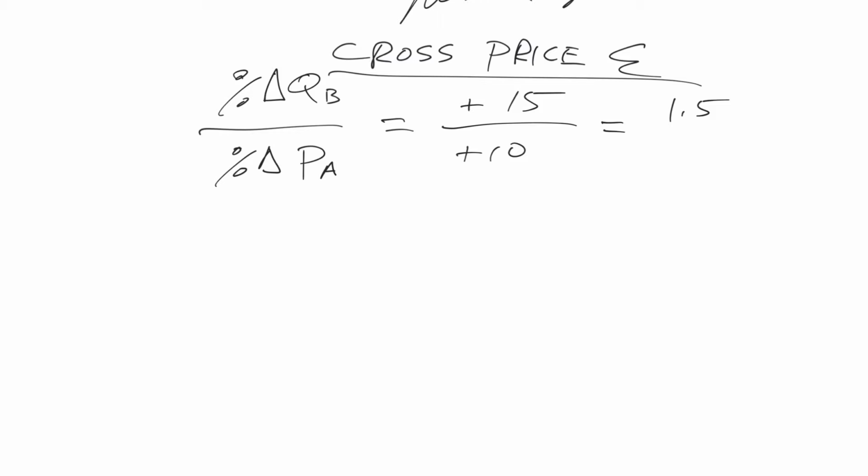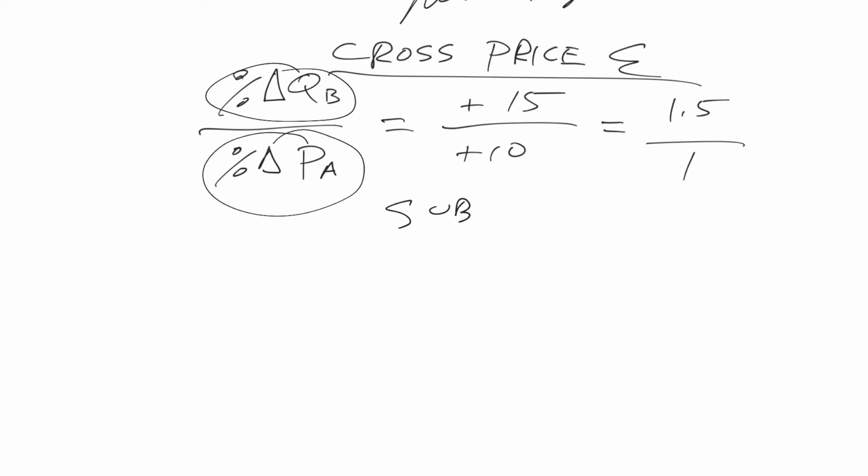And here the sign matters too. So what we see here is the price of good A goes up 1%, and in response, quantity of good B goes up 1.5%. What kind of good is that? Well, if people are buying more of good B in response to a change in the price of good A, they must be substitutes. Right?